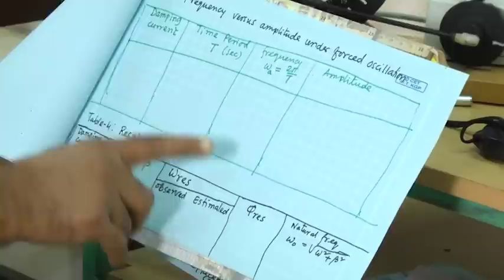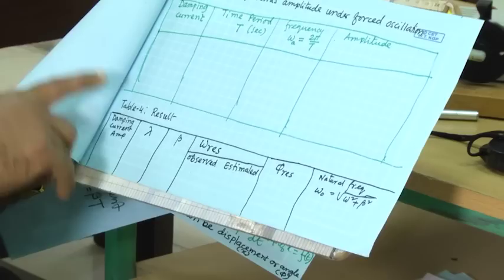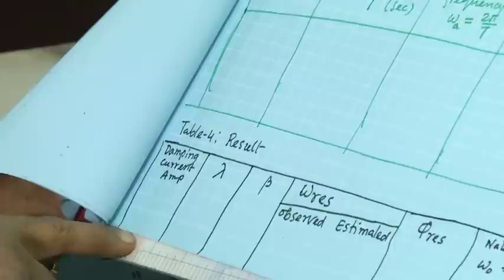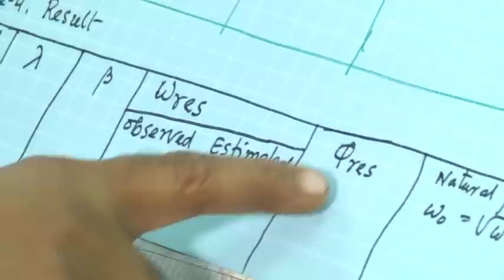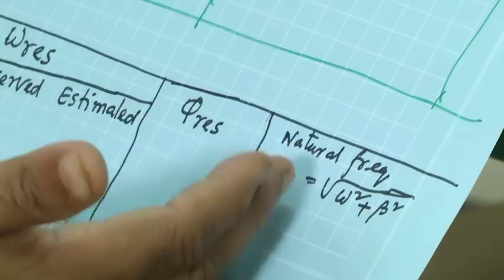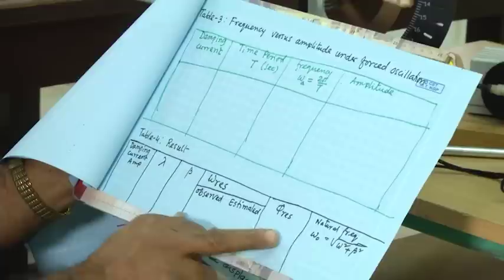Okay. And that is the experimentally observed value, and another one is estimated, meaning you can calculate it using the formula. Basically, for the data we have taken for different damping, we will calculate lambda, the log decrement, then the damping constant beta, then omega resonance for different damping, then phi resonance for different damping, and from this data you can also find out the natural frequency. Natural frequency omega 0 equals the square root of omega square plus beta square. So, all data are available with you, so you can find this out.